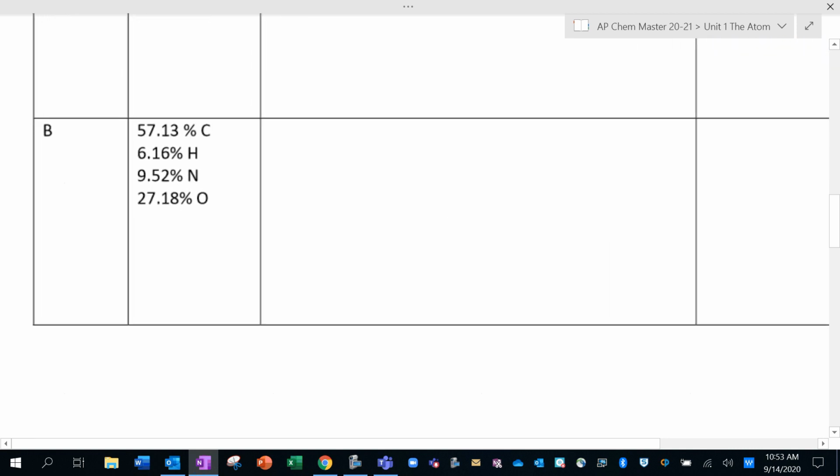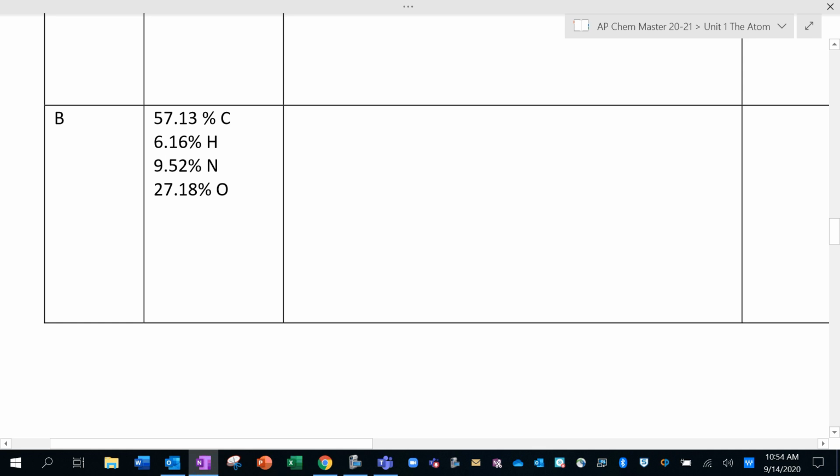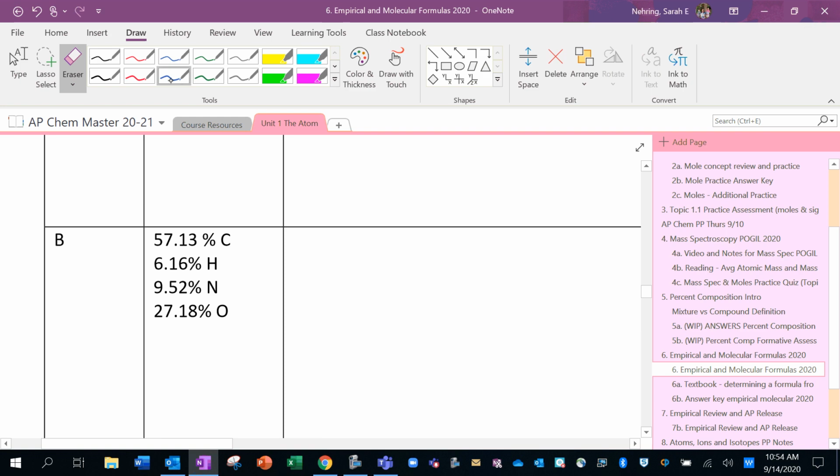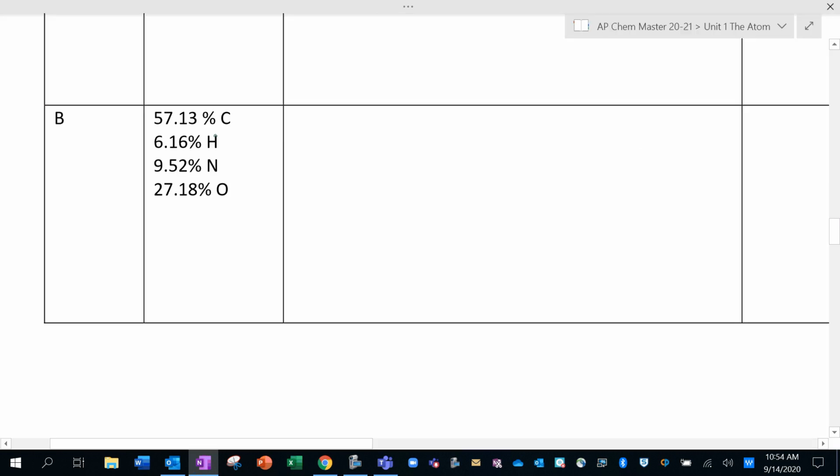So if we think about our rhyme, our saying for finding empirical formulas, it's percent to mass, mass to mole, divide by small, multiply till whole. So percent to mass, what that means is that I am going to take these percentages I'm given and I'm going to write them down as grams. So instead of 57%, I'm going to say it's 57 grams of carbon, and then 6.16 grams of hydrogen, 9.52 grams of nitrogen, and then 27.18 grams of oxygen. So that's my percent to mass step.